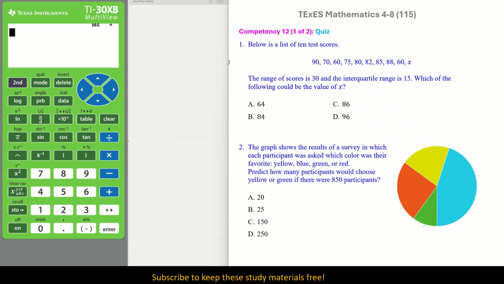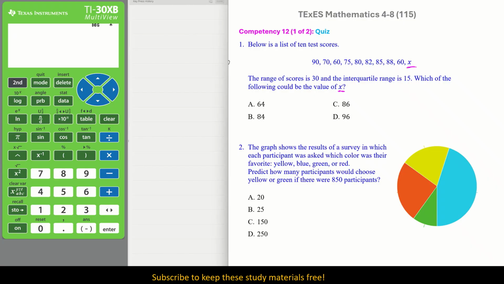Number 1, below is a list of 10 test scores. The range of the scores is 30 and the interquartile range is 15. Which of the following could be the value of X? Note that the last value is the unknown X.